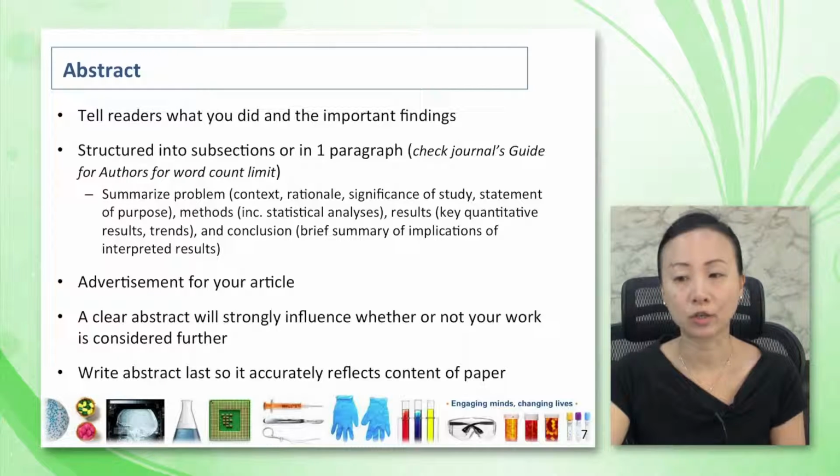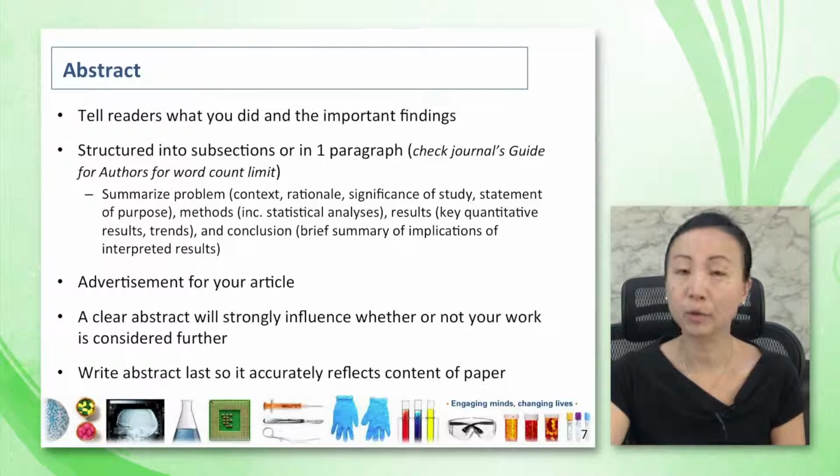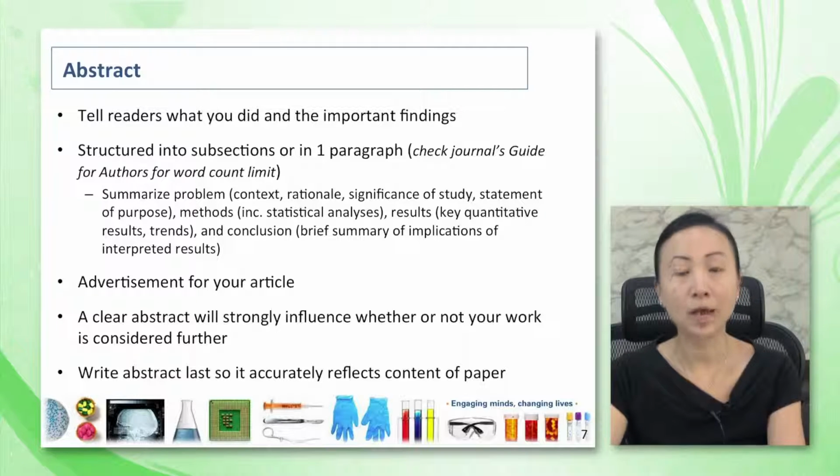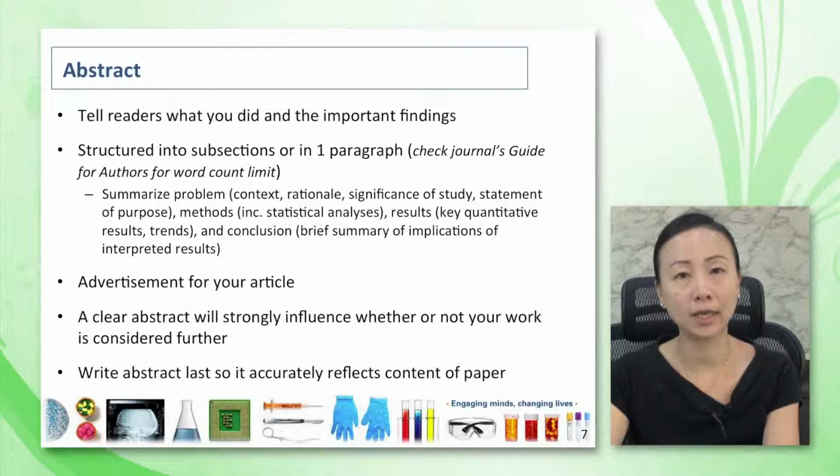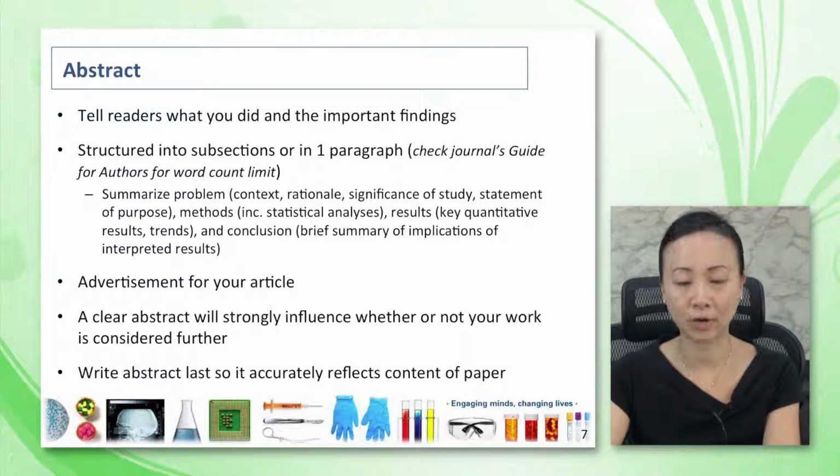The abstract should concisely summarize the problem, the methods employed, the results, and the conclusion. To help editors and reviewers understand the original contribution of your study and therefore want to publish your manuscript, you need to clearly indicate the context and rationale for your study in the background section of the abstract.